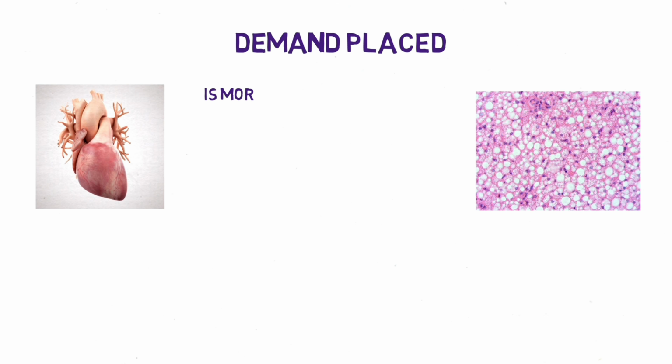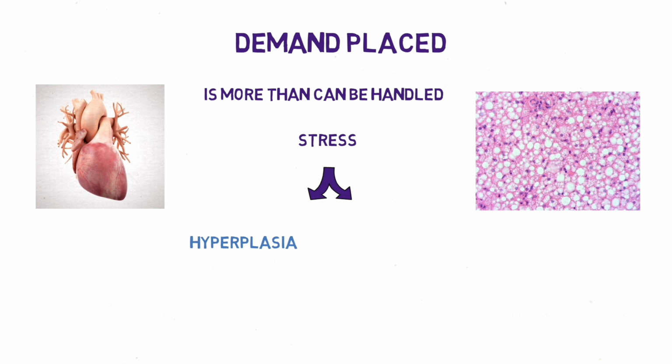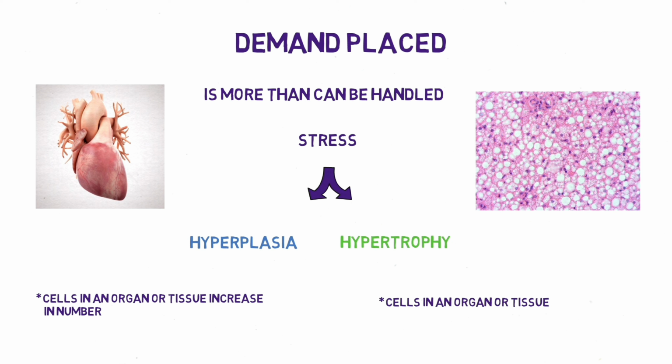When the demand placed on an organ or tissue is more than it can handle, it's called stress, and the body can adapt through either hyperplasia or hypertrophy. Hyperplasia refers to the process where cells in an organ or tissue increase in number. Hypertrophy is when the cells in an organ or tissue increase in size. So a tissue or organ might get stressed by physiological processes or from disease processes.